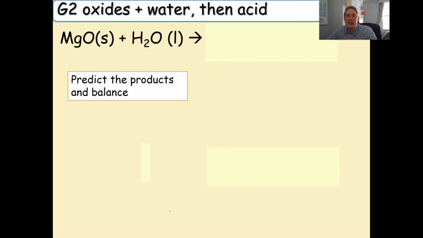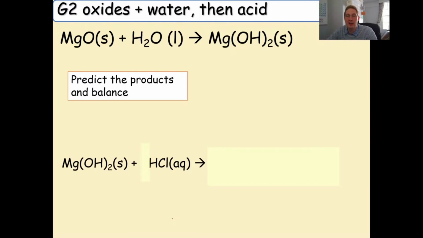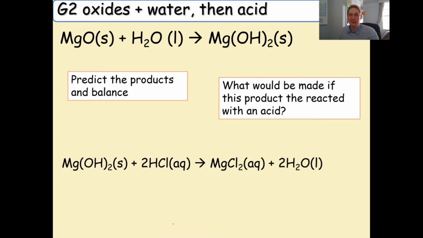So what happens if you put a group 2 oxide in water? Well, if you put a group 2 oxide in water, it gets the chance to react with that extra water molecule, and you end up with the hydroxide. So magnesium oxide solid and water making magnesium hydroxide solid. If you react that magnesium hydroxide with hydrochloric acid, you know by now, acid and hydroxide, salt and water, magnesium chloride and water. All of this should be very, very well ingrained in your mind, having done it since key stage 3.